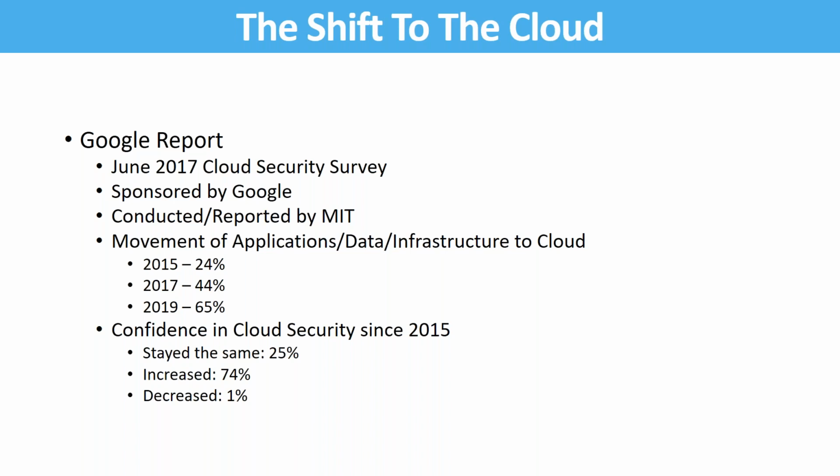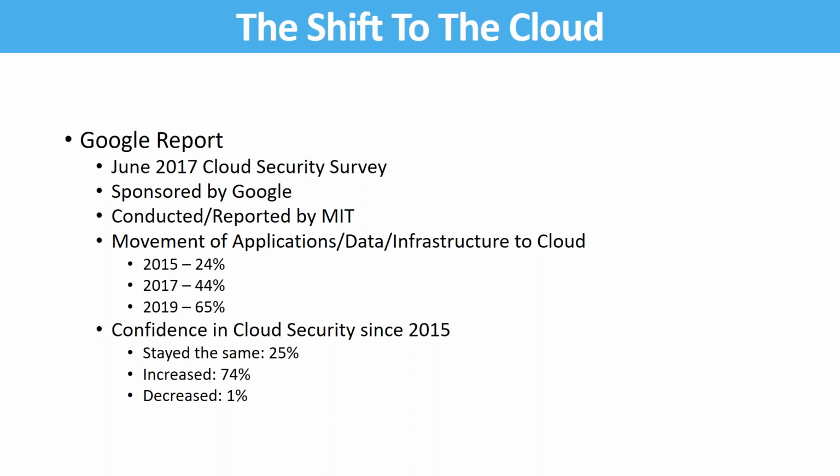These were a set of organizations that were spread across sizes and localities. Of those organizations, 24% had moved something to the cloud. In 2017, 44% of the applications, data, and infrastructure of these organizations had moved to the cloud. And these organizations were predicting that by 2019, 65% of their applications, data, and infrastructure would be in the cloud.